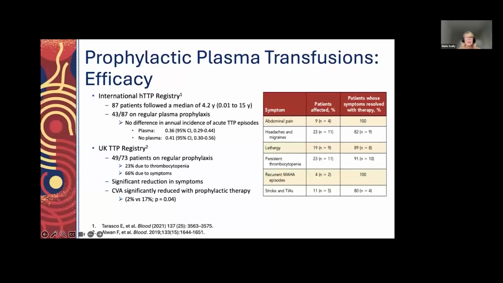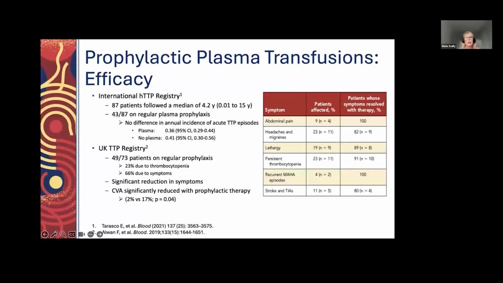Again, looking at the international and the UK TTP registries of congenital TTP, both of which have the largest cohorts to date, not all patients were on a regular plasma prophylactic schedule, and indeed from the international registry, there was no difference in the annual incidence of acute TTP episodes, whether patients received regular plasma or not. But I think this is a reflection of starting therapy based on the patient's clinical disease. And we do know that there are patients who have a milder phenotype.